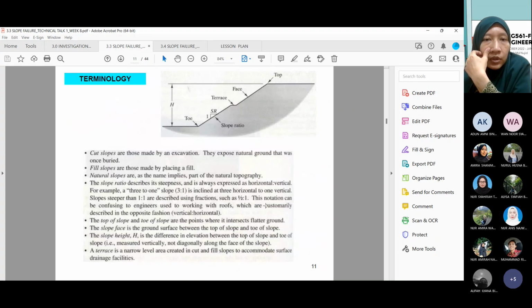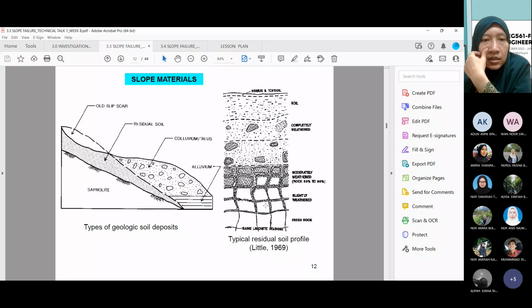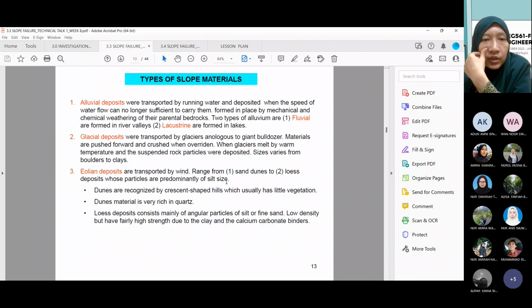Okay, the features of slope failure I will not explain in detail, but just show you how the process is involved with the weathering effect, from the intact rock being weathered by dry and rainy seasons, forming weak soil on top of it. And then the slope materials will differ according to the deposit, either alluvial deposits, glacial deposits, or Aeolian deposits. So these all involve our geological features. Our parent rock, is it a sedimentary rock, granite rock, or metamorphic rock?